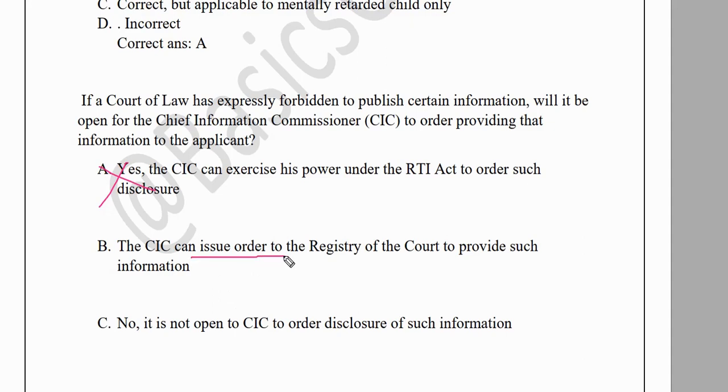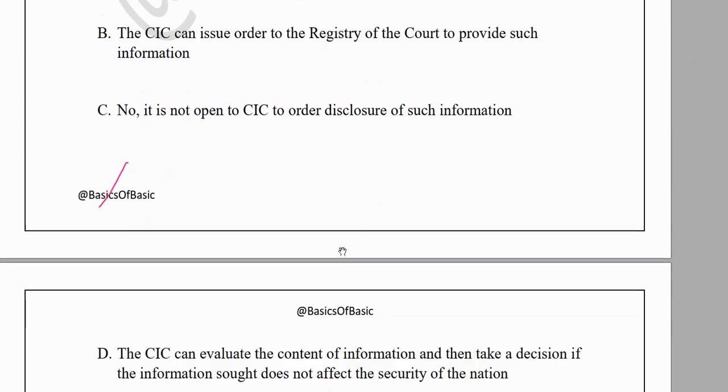The CIC can issue an order to the registry of the court to provide such information. This is also vague in nature. You can't do that. Option C says that no, it is not open to the CIC to order disclosure of such information. Yeah, this looks correct, but let us see the fourth option also. The fourth option says the CIC can evaluate the content of information and then take a decision if the information sought does not affect the security of the nation.